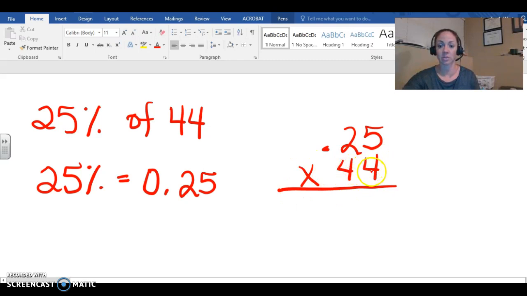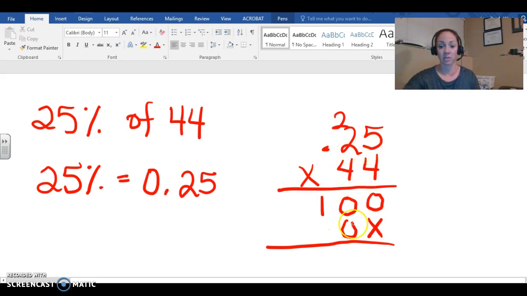All right, so 4 times 5 is 20, carry the 2. 4 times 2 is 8 plus 2 is 10. So we put our 10 down there. Put the X or the 0, whichever one it is that you use to save your spot here. 4 times 5 is 20. Carry that 2 again. 4 times 2 is 8, plus 2 is 10.